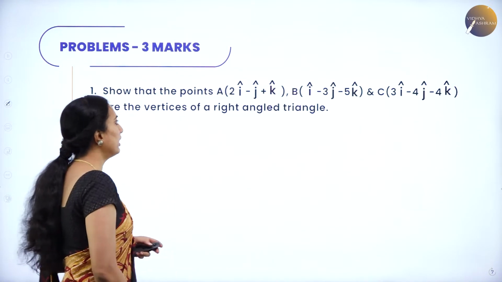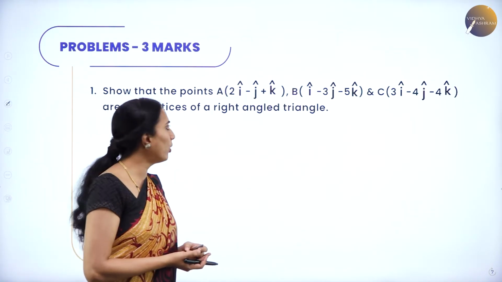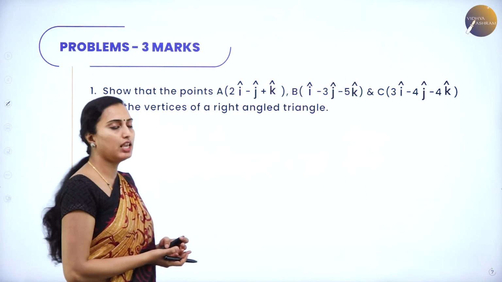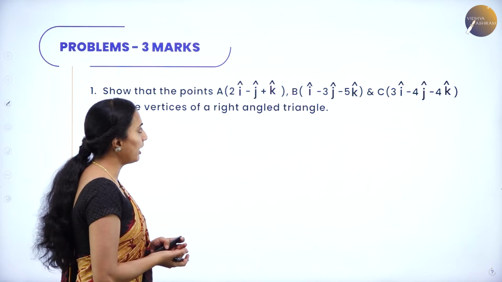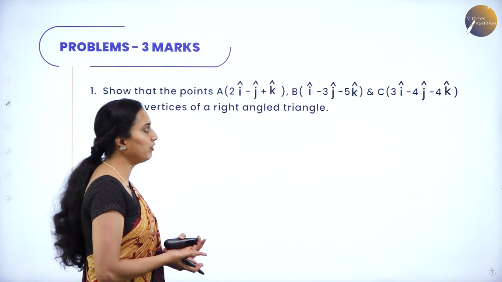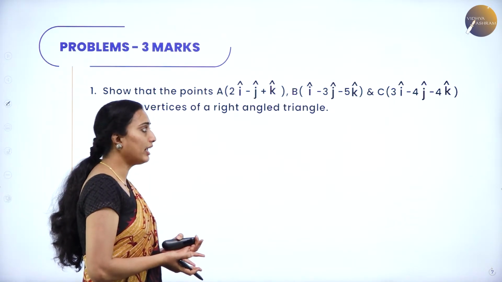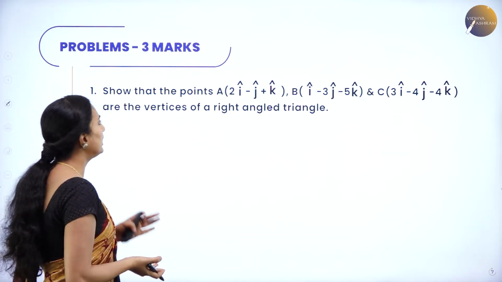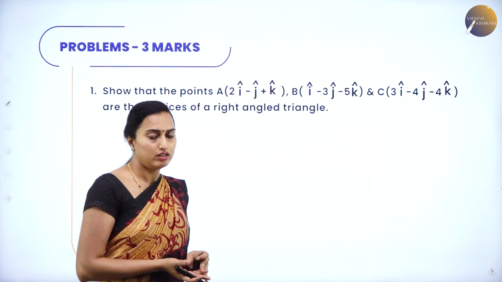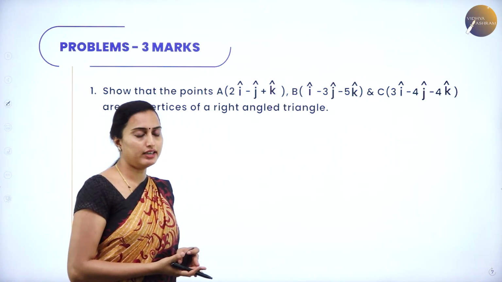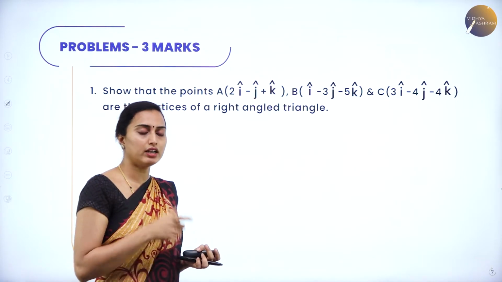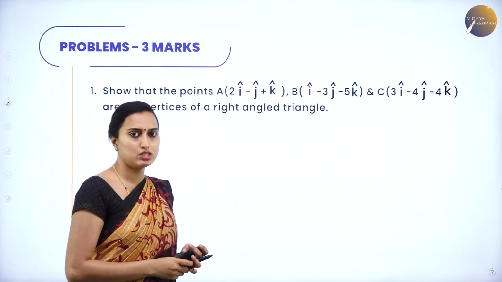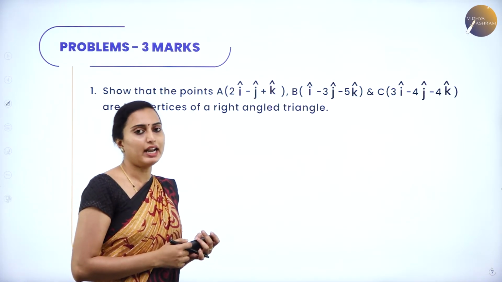Now we'll be moving on to the next problem. Show that the points A of 2i cap minus j cap plus k cap, B of i cap minus 3j cap minus 5k cap, and C of 3i cap minus 4j cap minus 4k cap are the vertices of a right angle triangle. Now if you want to prove it is a right angle triangle, you have to prove that hypotenuse squared will be equal to opposite squared plus adjacent squared, correct? That is what proving the right angle triangle.